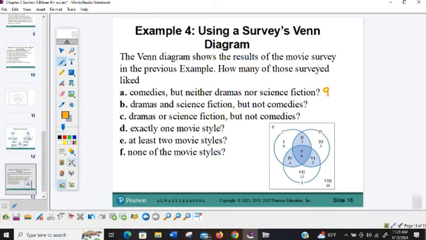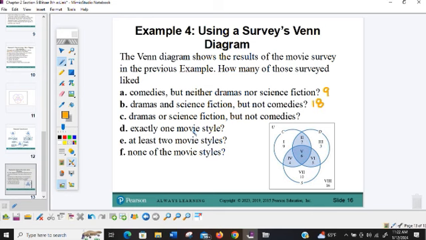The next one said dramas and science fiction, but not comedies. Okay, so dramas, science fiction, but no comedies. Okay, so we have these here. They didn't like comedy, but they like drama. So that's 8 plus this one here. Okay, so that would be 18.